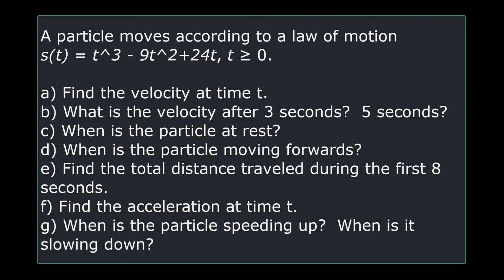The question we're working on today is: a particle moves according to a law of motion, S of t equals t to the third minus 9t squared plus 24t, for t greater than or equal to 0. A. Find the velocity at time t. B. What is the velocity after 3 seconds or 5 seconds?